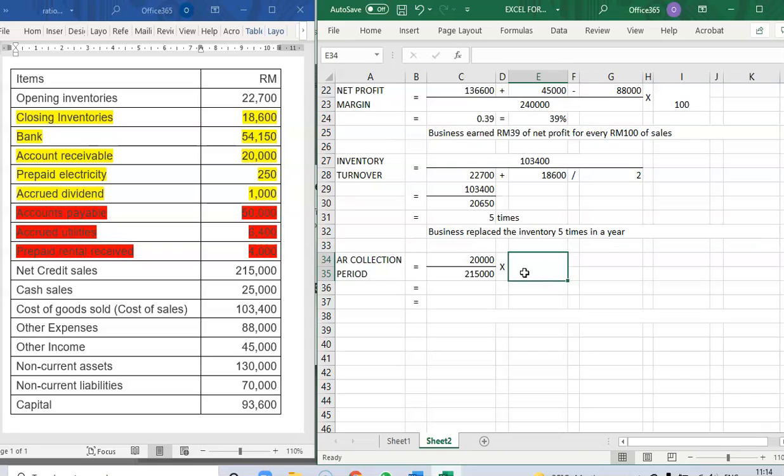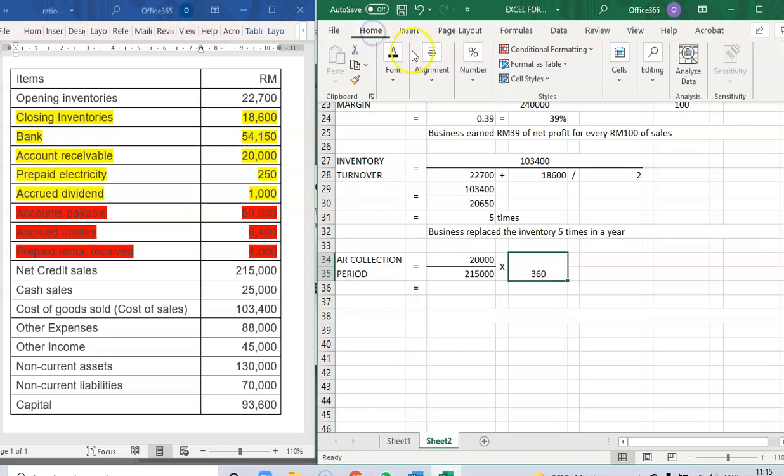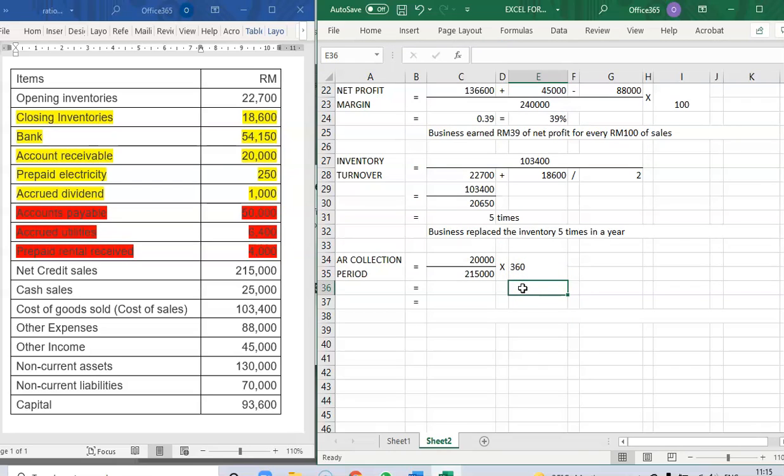So 20,000 divided with 215,000 and multiply with 360 or 365, it doesn't really matter. But if the question asks you to use 360, you must use the amount 360, because this is the number of days that the business operates for the year. So you should use whichever number of days the business operates for the year. So I use 360.